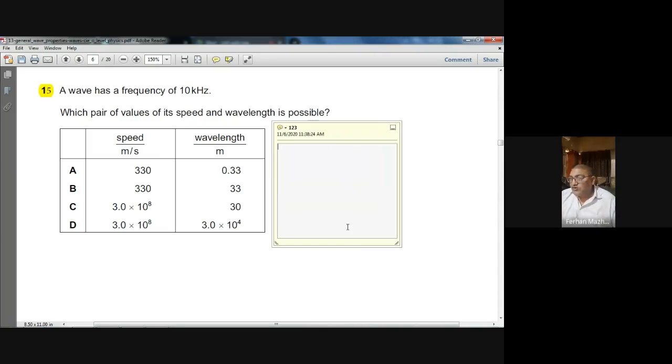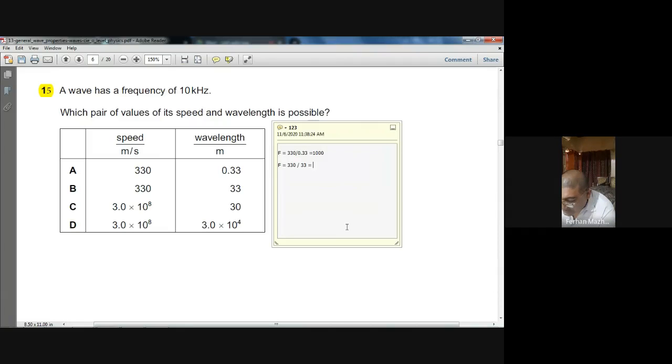Okay. So the frequency is equal to velocity, that's 330, divided by the wavelength, that's 0.33. Let's check what's the answer. 330 divided by 0.33, and the answer is 1000. So it's not the option. Okay. So for option B, let's check what's the answer. The speed is 330 divided by the wavelength 33. So let's see what's the answer.